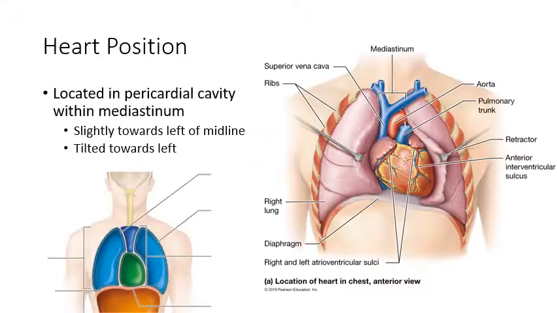So first we'll go over the anatomy of the heart. The heart is found in the pericardial cavity, which is inside the mediastinum. It's tilted to the left. So the main body of the heart is just a little bit to the left of the midline of the body. So it's not quite in the center, it's like center left.